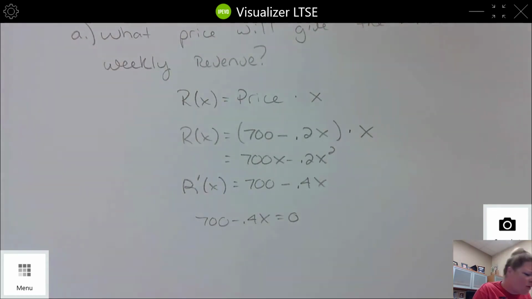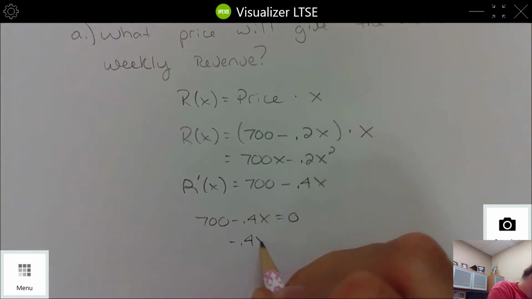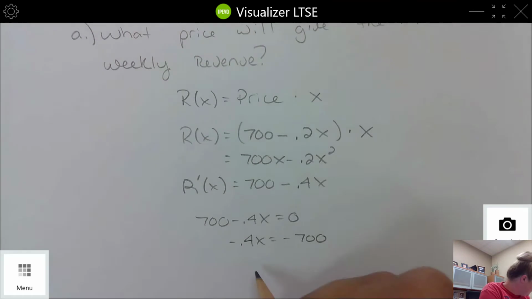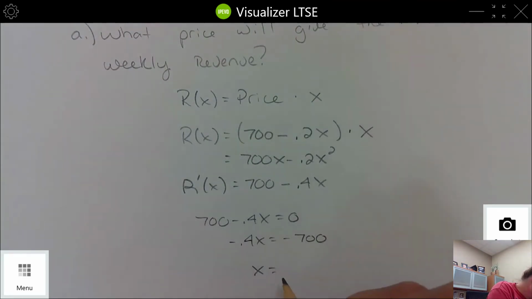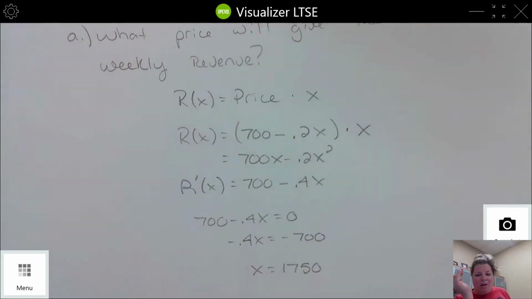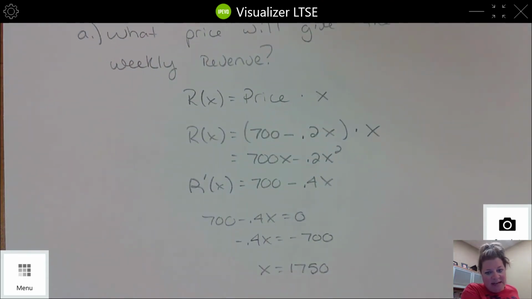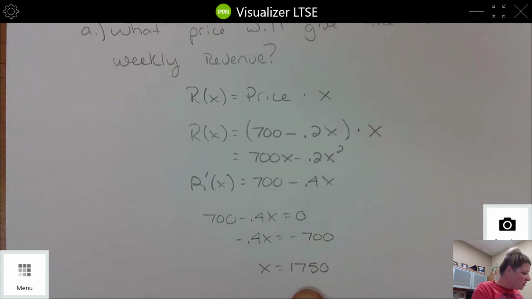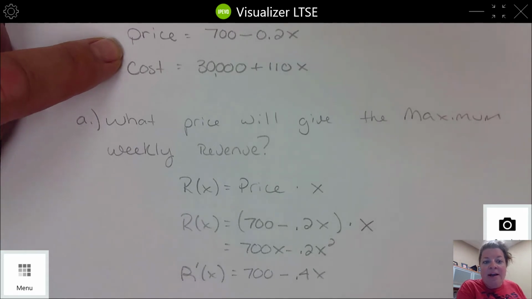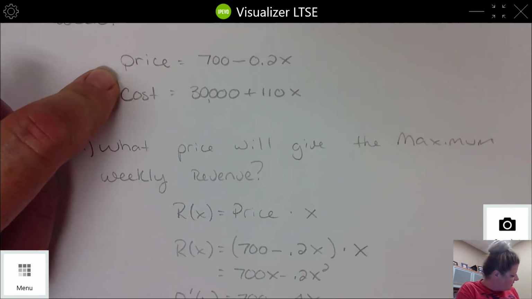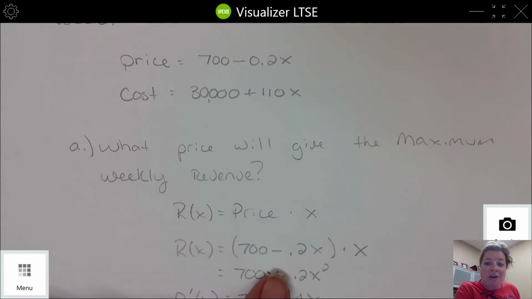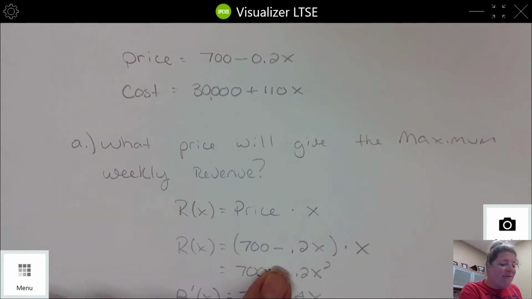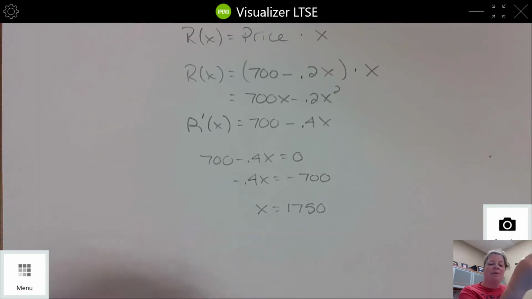So minus your 700, divide, and I get 1,750. So if I sell 1,750, I have now maximized my revenue. So you could put this number back into either of these functions up here to find the price, the cost, and back into our original revenue to find the max revenue. So you might find this answer and have to plug it back into some of those other functions depending on the kind of questions you're asked.